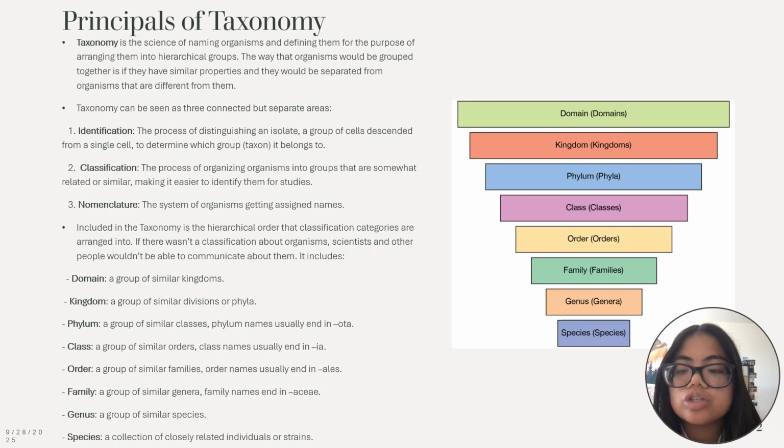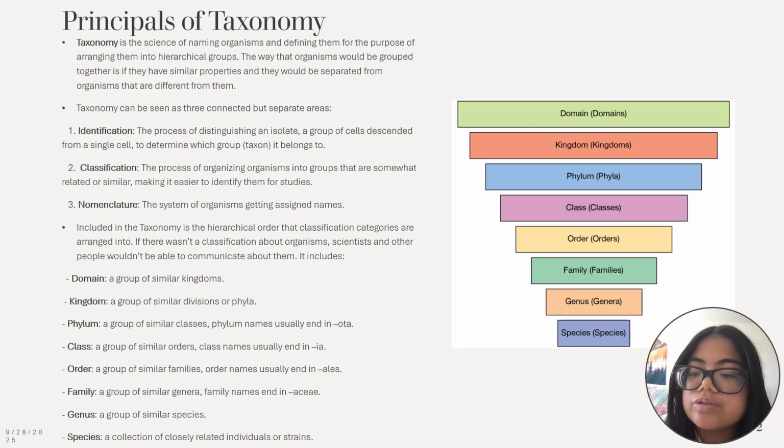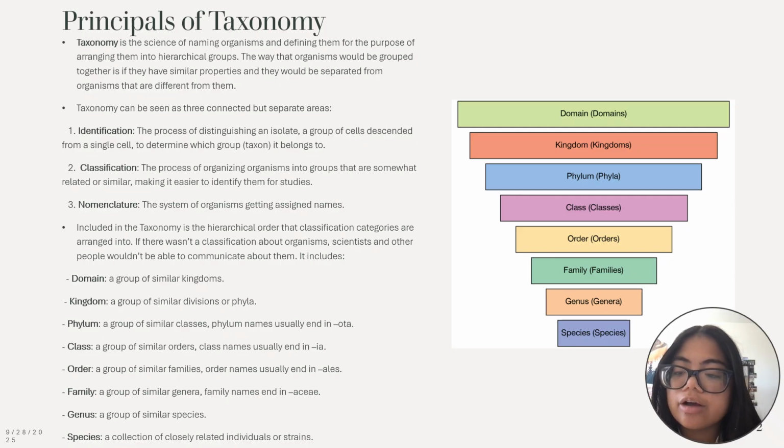Phylum names usually end in OTA. And then classes are a group of similar orders, and class names usually end in IA. And order, a group of similar families. Order names usually end in ALES. And family, which is a group of similar genera. Family names end in ACEAE. And genus, a group of similar species. And species, a collection of closely related individuals or strains. And then this image shows the order in which it goes.